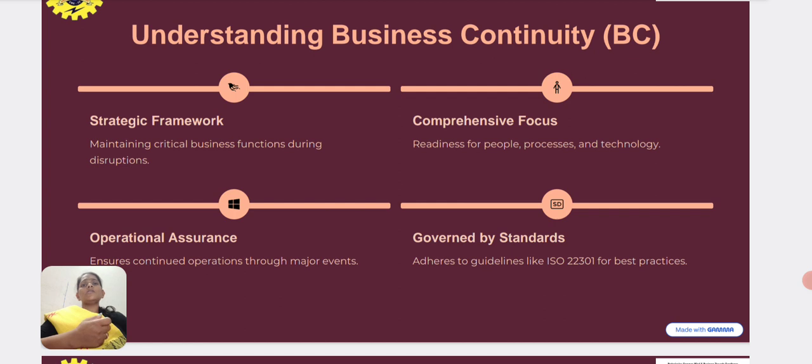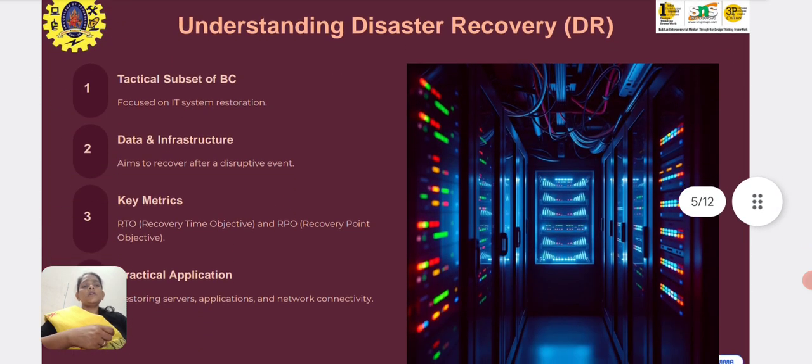Let us see what should be clear in the concept of disaster recovery. Disaster recovery, a subset of business continuity, focuses on IT system restoration and ensures the recovery of data, servers, and applications after disruption. The key metrics should be properly monitored, which means RTO, the recovery time objective, and RPO, the recovery point objective, should be considered. The practical focus on restoring servers, applications, and network connections should be monitored regularly.